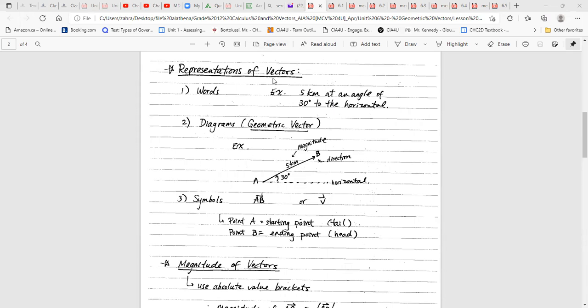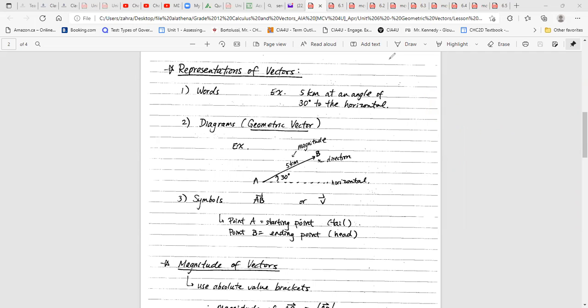Now, if you want to represent a vector with words, we can do that. Let's say we can say 5 kilometers at an angle of 30. So I can draw this as a diagram, right? So I just draw that. Here is 5 kilometers, 30 degrees to the horizontal. So the angle to the horizontal is 30 degrees. We can put it as a symbol. Here is AB. The beginning of that is A. The end of the vector is B. If I want to represent that as a symbol, I say AB and I put a vector symbol above that.